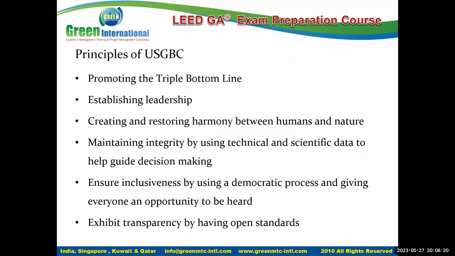So when we look at principles of USGBC, it's to promote the triple bottom line, the people, planet, and profit agenda, the establishment of leadership, creating and restoring harmony between humans and nature, maintaining integrity by using technical and scientific data to help guide decision making, to ensure inclusiveness by using a democratic process and giving everyone an opportunity to be heard, exhibit transparency by having open standards. Now, I've just read through all of the principles of USGBC, but these are things that you will find on the website. So the USGBC official website has a very detailed description of what the mission is, their vision, and what the principles are, what they stand for.